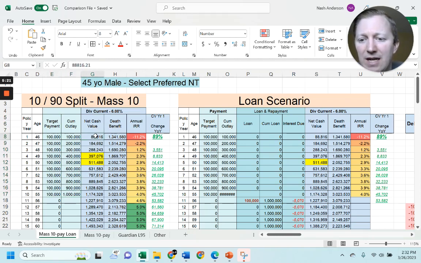$100,000 in, $88,816 in cash value, and a death benefit of $1.34 million. So 89% coming back to cash value in year one, almost 90%. That's very strong.